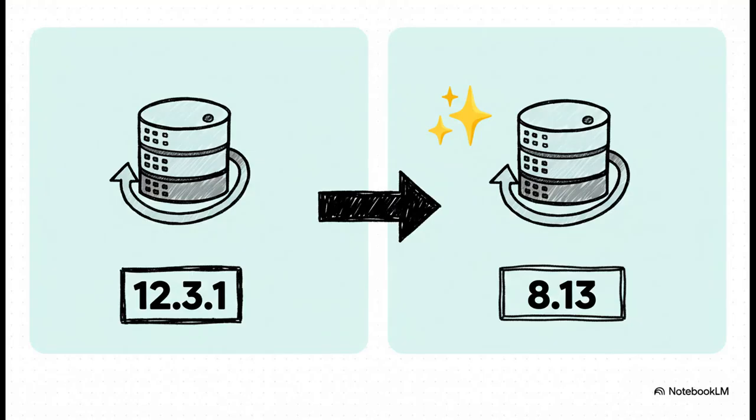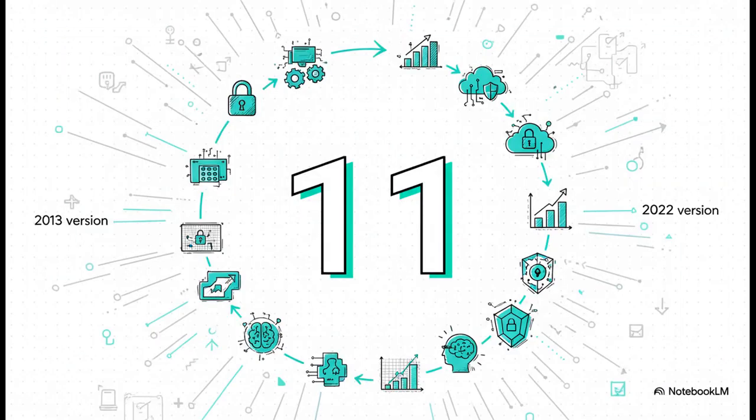Here's a perfect example. Take a control that literally everyone knows, information backup. In the 2013 standard, that was control 12.3.1. Well, Annex B shows us that it's the exact same control, just with a new number in the 2022 version, 8.13. Simple as that. The Annex provides this direct mapping for every single control, so you are never, ever left guessing.